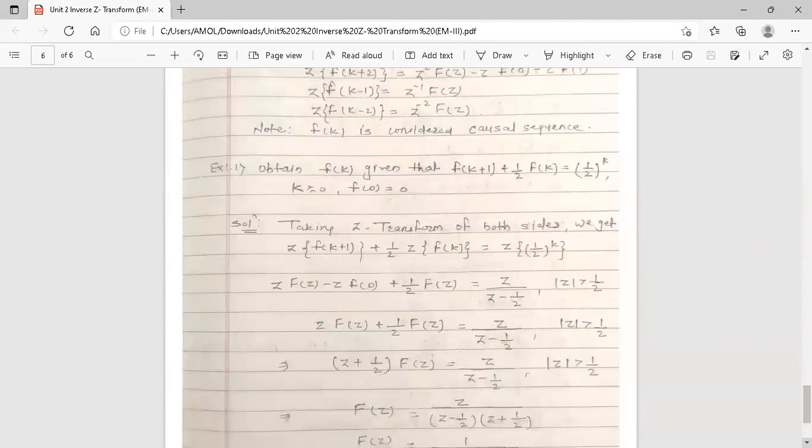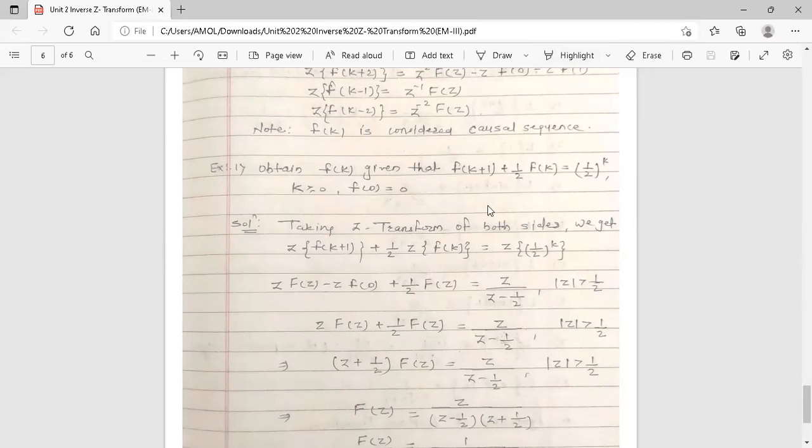Okay. Obtain f of k. Example: obtain f of k given that f of k plus 1 by 2 f of k is equal to 1 by 2 raised to k, k greater than or equal to 0, f of 0 is equal to 0. Now, this is a difference equation.